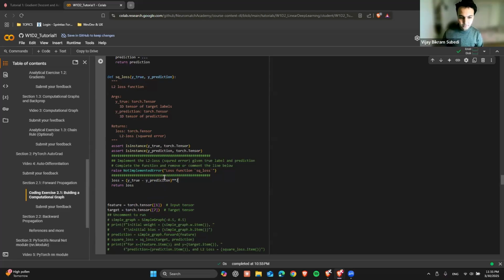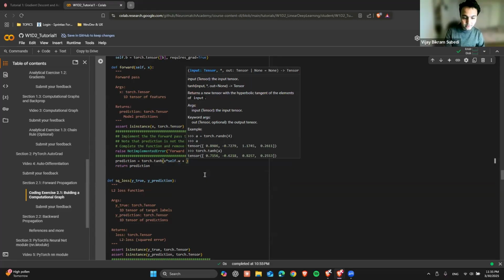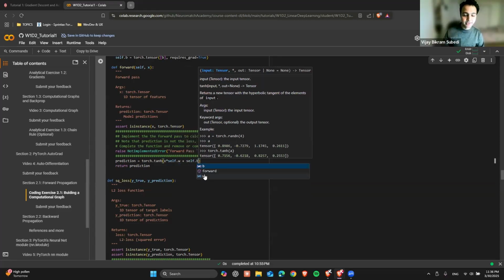One thing I forgot, and I'm really sorry, we need to do the prediction for the forward pass too. As I said, it has to go through the hyperbolic tan function, so it's torch.tanh of our input x times self.weight plus self.bias, our bias parameter.